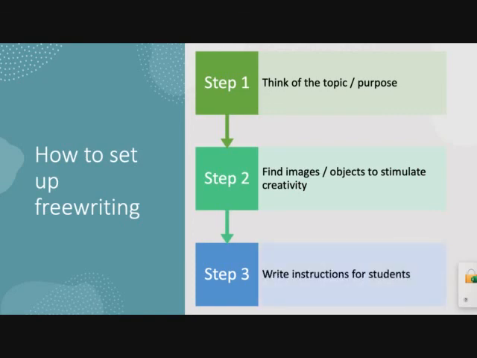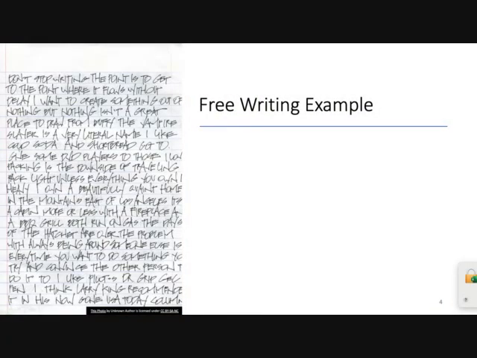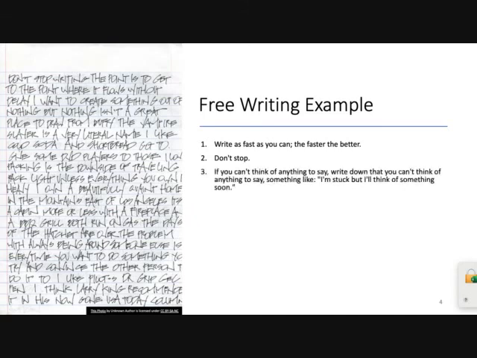Step 3 is just to write instructions for the students. So here's an example. These are instructions I might give to the students. Write as fast as you can, the faster the better. Don't stop. If you can't think of anything to say, write down, I can't think of anything to say, or something like, I'm stuck, but I'll think of something soon. The important thing is not to stop.